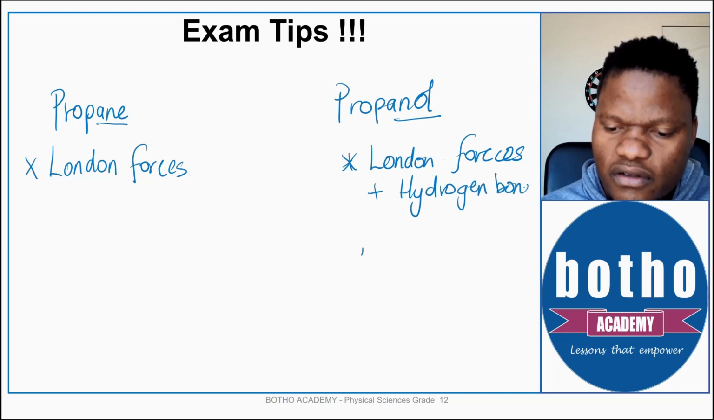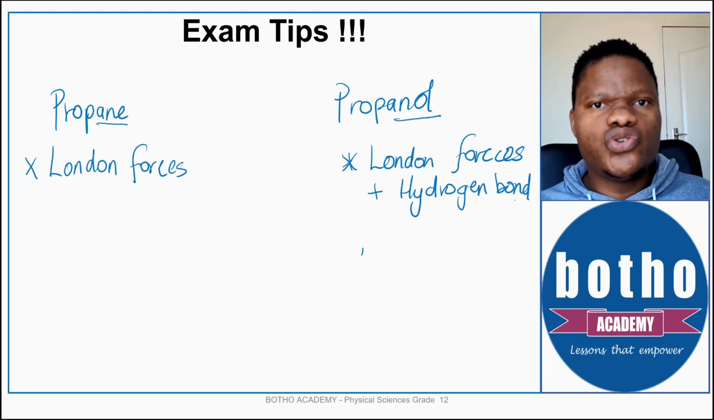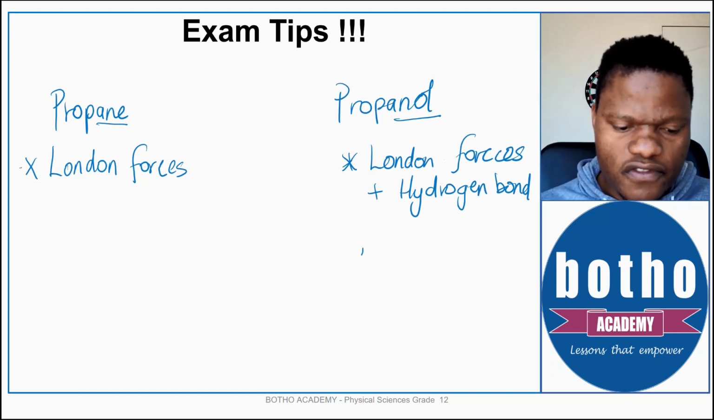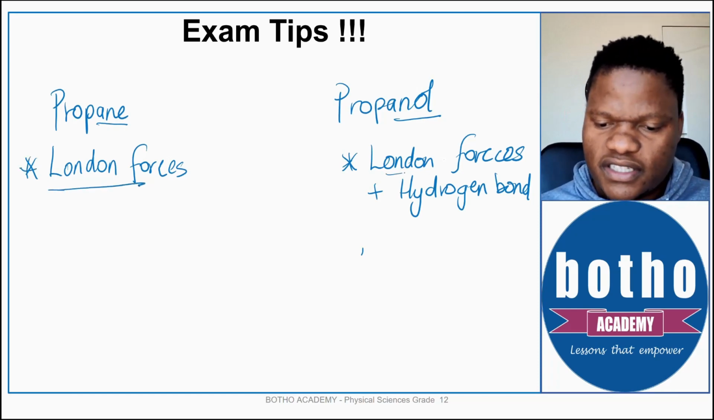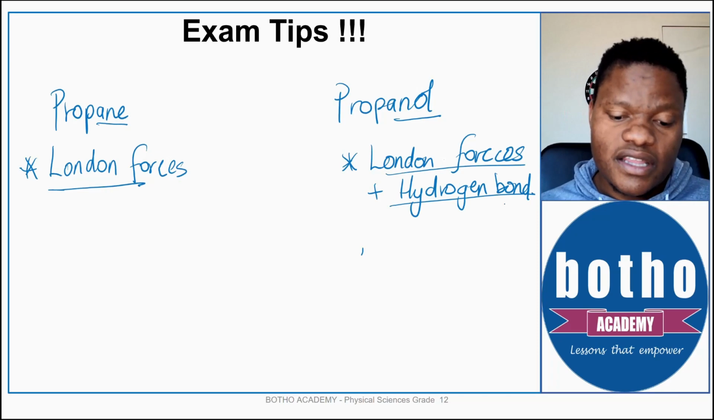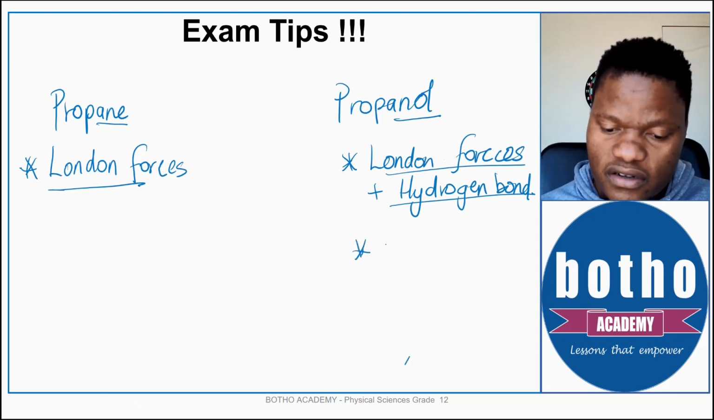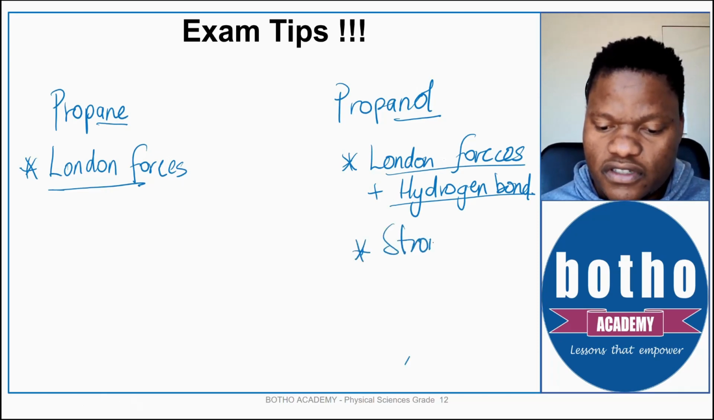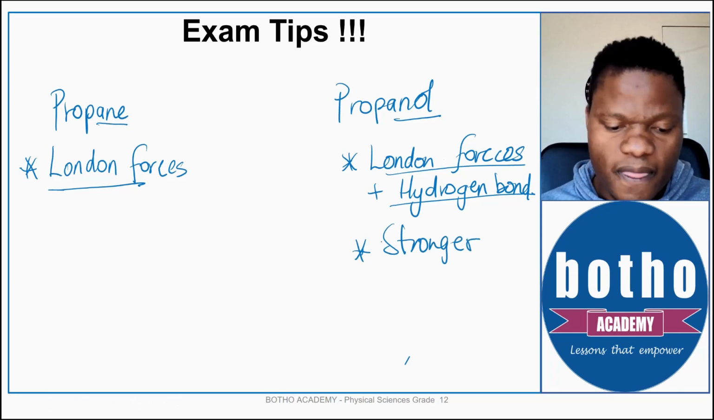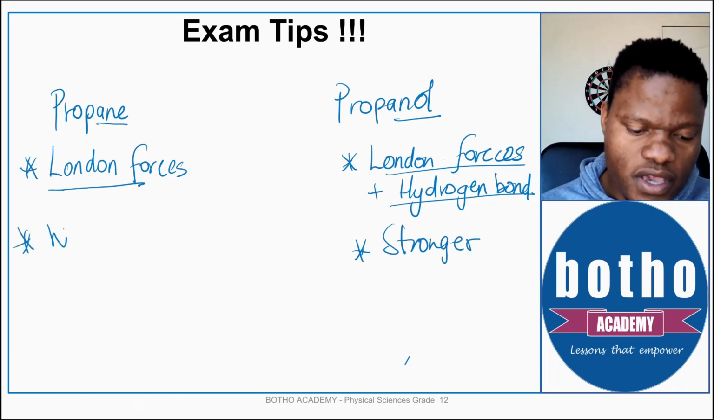Hydrogen bond. So how then do you compare? You would know that if this one only has London forces, but this one has London forces and hydrogen bonds, these ones are stronger. These intermolecular forces this side are stronger, and these ones are weaker.